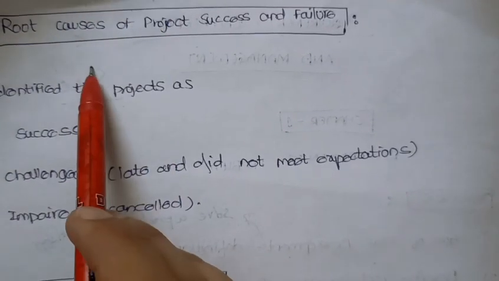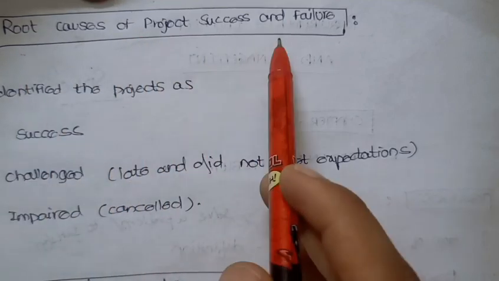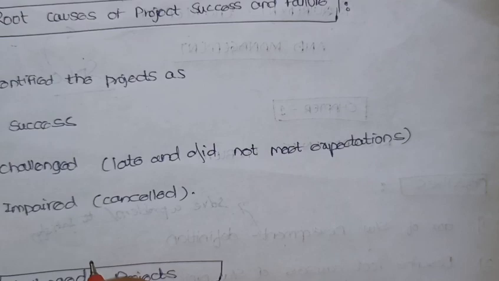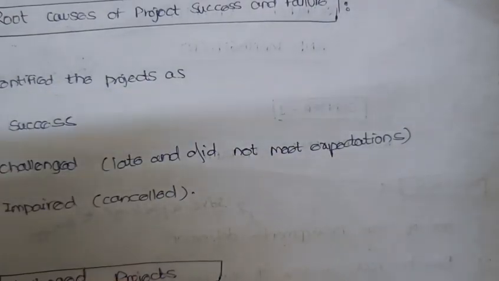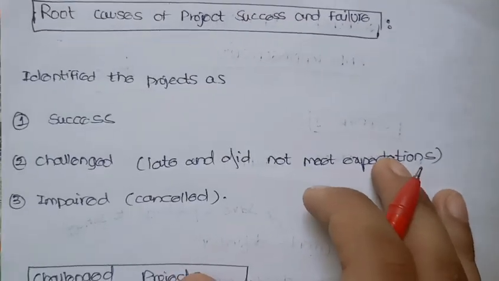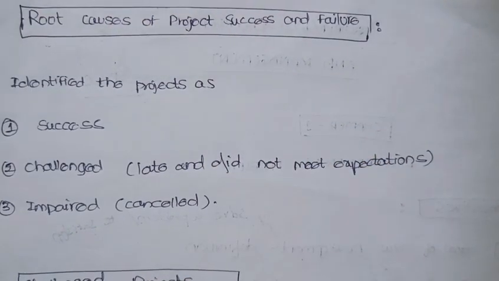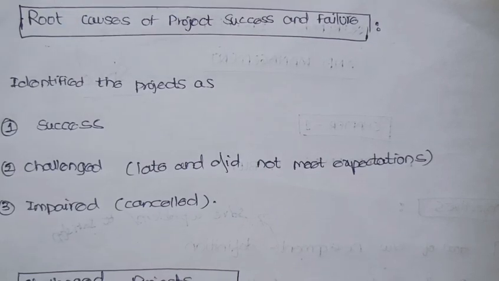The third thing we are going to discuss is the root causes of project success and failure. As we have discussed, there may be many causes for a project to succeed or fail. We are going to mainly focus on what the root causes are. As the Standish Group survey suggested before, 31% of the projects have been cancelled, and based on these surveys they have categorized the projects as success, challenged and failed.